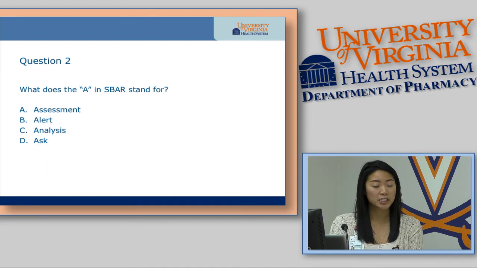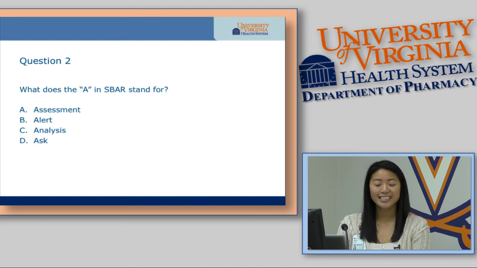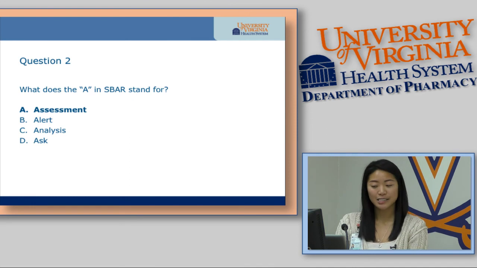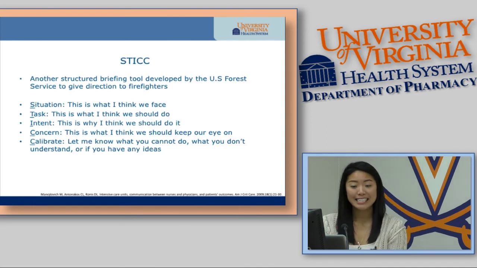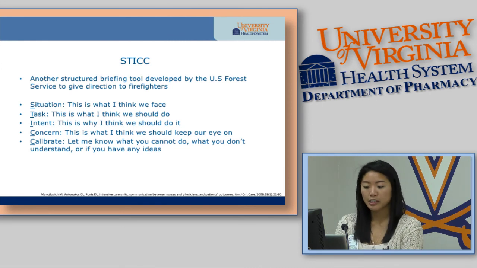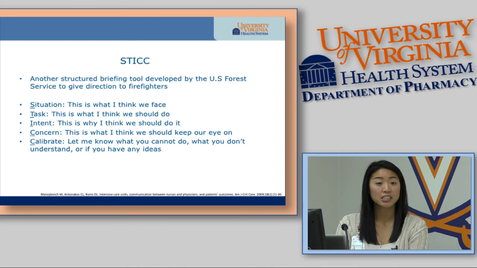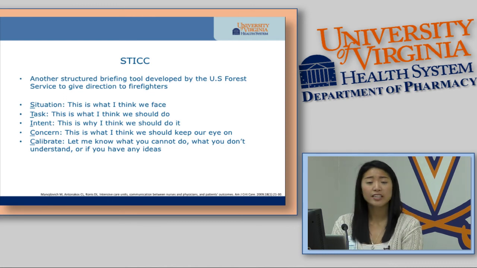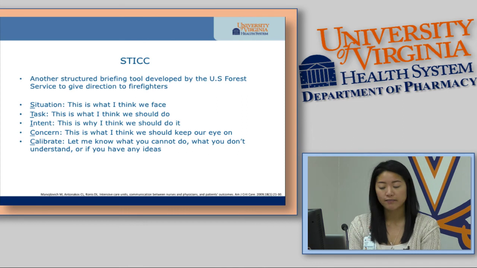And this leads us to question number 2, which is, what does the A in SBAR stand for? And that's assessment. So STIC. This is another structured briefing tool, and this was developed by the U.S. Forest Service to give direction to firefighters in the event of a forest fire. It's very similar to SBAR, it just stands for different things.